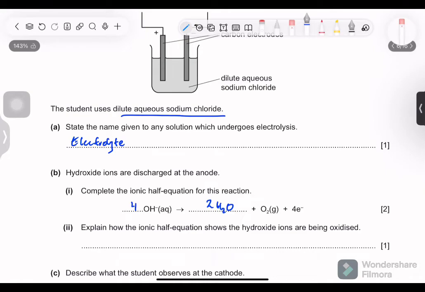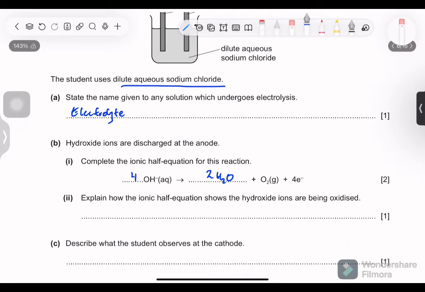Explain how the ionic half equation shows the hydroxide ions are being oxidized. As you know, oxidation is loss of electrons. So hydroxide ions are giving away electrons. Why? Because obviously they have a -1 charge, so they need to give one to become a stable atom. You can remember this by OIL RIG, in which oxidation is loss, reduction is gain of electrons. The ionic half equation shows it because OH minus ions lose electrons.